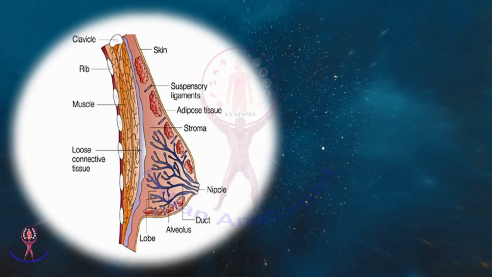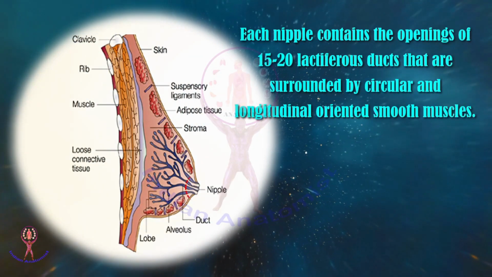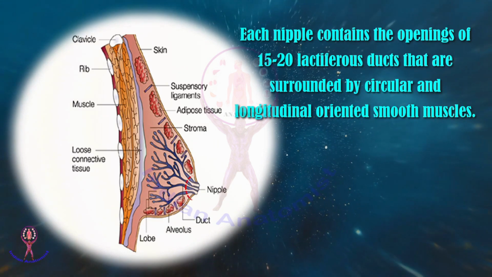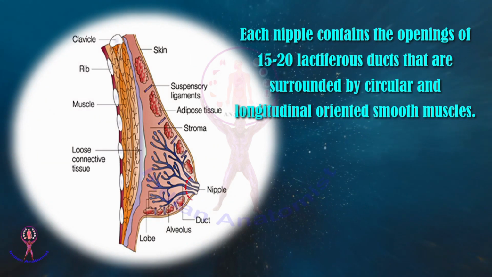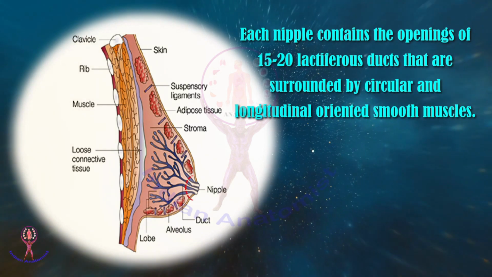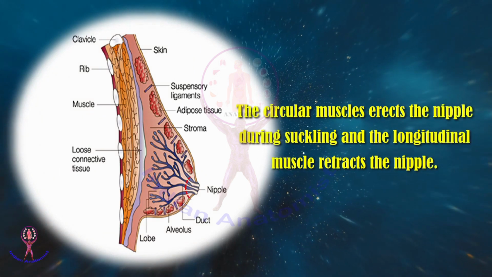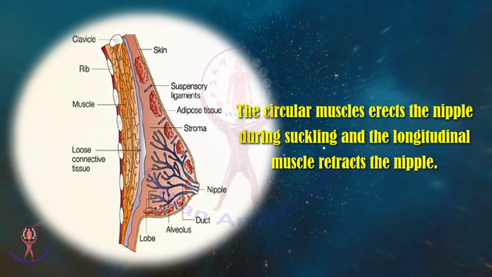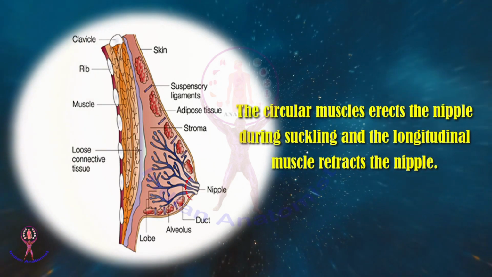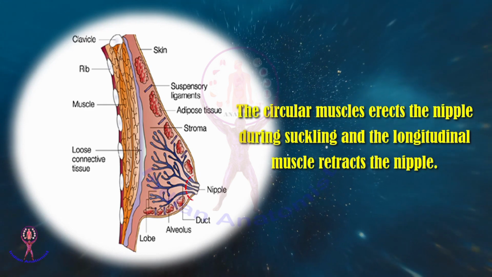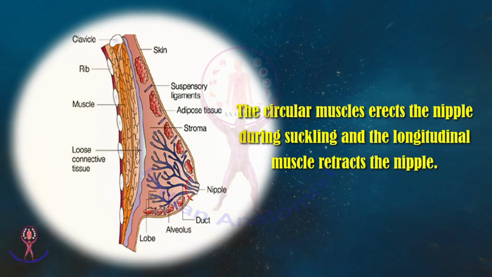Each nipple contains 15 to 20 openings of the lactiferous ducts that are surrounded by circular and longitudinally oriented smooth muscles. The circular smooth muscles erect the nipple during suckling, and the longitudinal smooth muscles retract the nipple. The second feature is the areola.